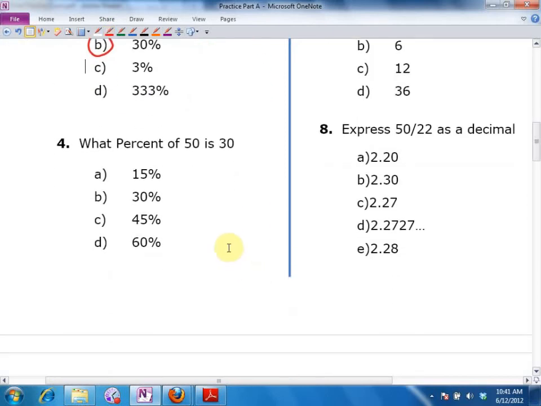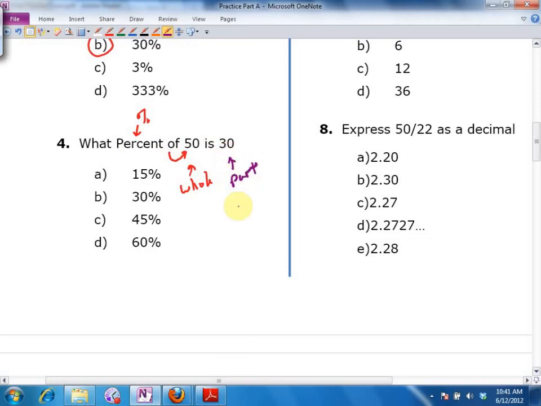What percent of 50 is 30? Okay, so I'm looking for the percent. Which number is the whole and which is the part? We have to identify the whole and the part. Well, the whole is 50. That's the total because it comes after the word of. That's the clue. The number that comes after the word of is always the whole, and the other number must be the part.